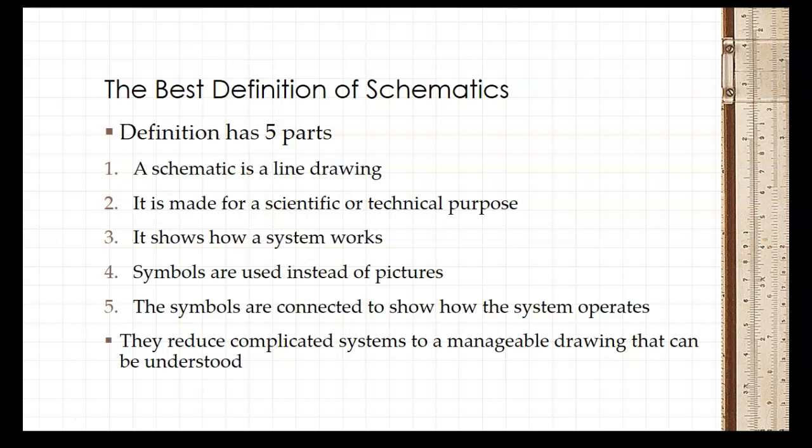So reduce complicated systems to manageable drawings that can be understood. Why? Because I don't know about y'all, but the engineers tend to talk a lot about a lot, right? And the simplest we can make that, the better, right? You understand what I'm saying? The simpler we can make it, the better off we'll be. The more complicated you make anything, the easier it is to break it. The simpler it is, the better off you are.